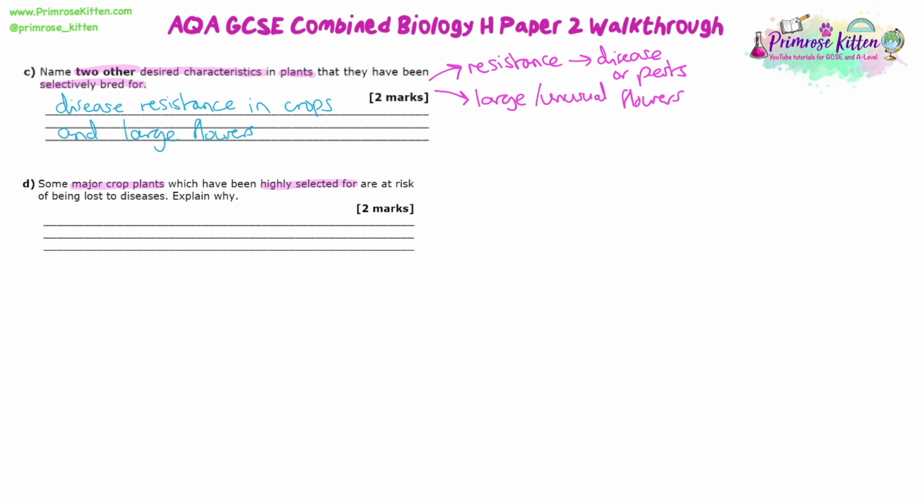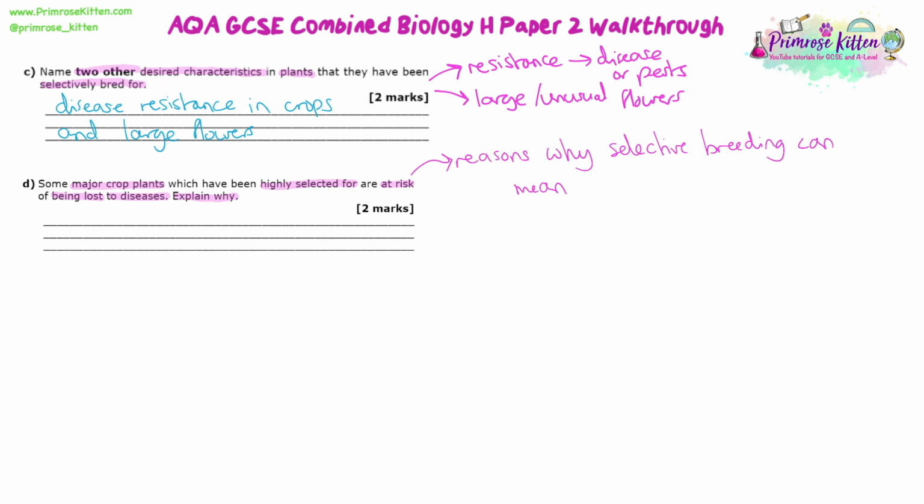So some major crop plants which have been highly selected for are at risk of being lost to diseases, explain why. So this is saying, give me a reason why selective breeding can mean that some crop plants can be susceptible to new diseases. So obviously if we've selectively bred them to be resistant to one specific disease, they will be resistant to that. But this is more about kind of new diseases that crop up, new pathogens.